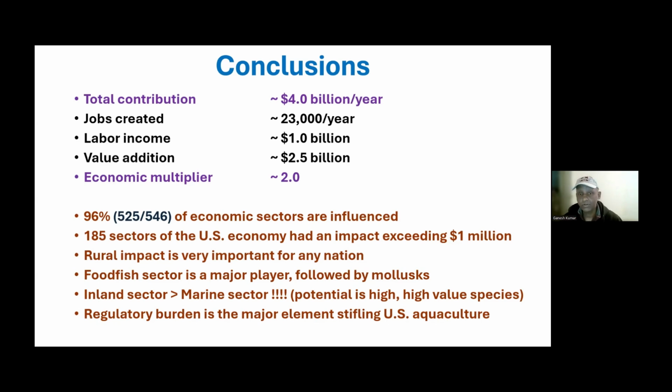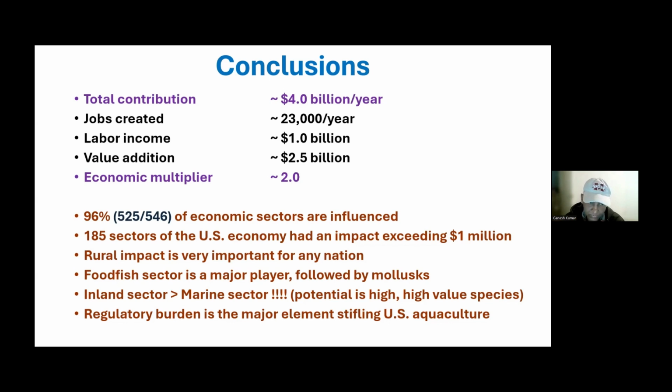Even though aquaculture is a smaller sector of agriculture, it impacts multiple sectors. Close to about 96% of the economic sectors are influenced by US aquaculture farms. Among those, 185 economic sectors within the IMPLAN sector were having an effect of more than $1 million per year from US aquaculture farms. The most important thing that I really wanted to specify is that the jobs that are created, the 23,000 jobs, most of them are created within the rural region or rural part of the country.